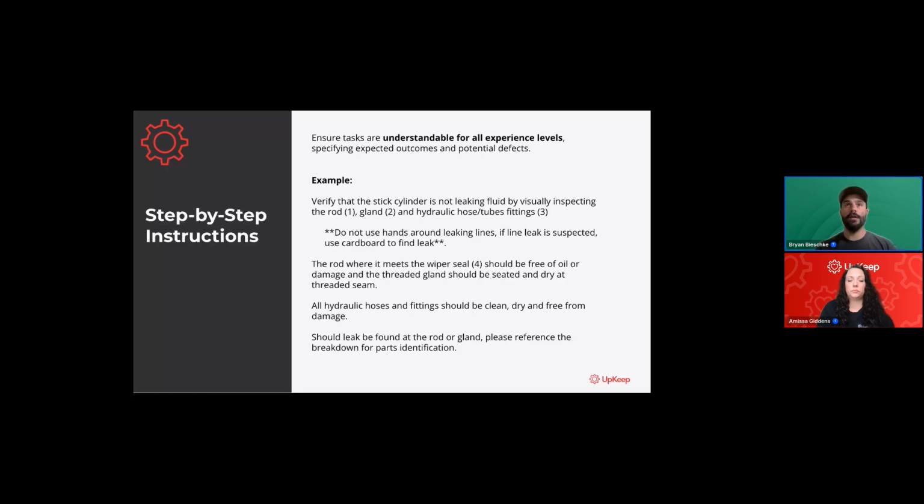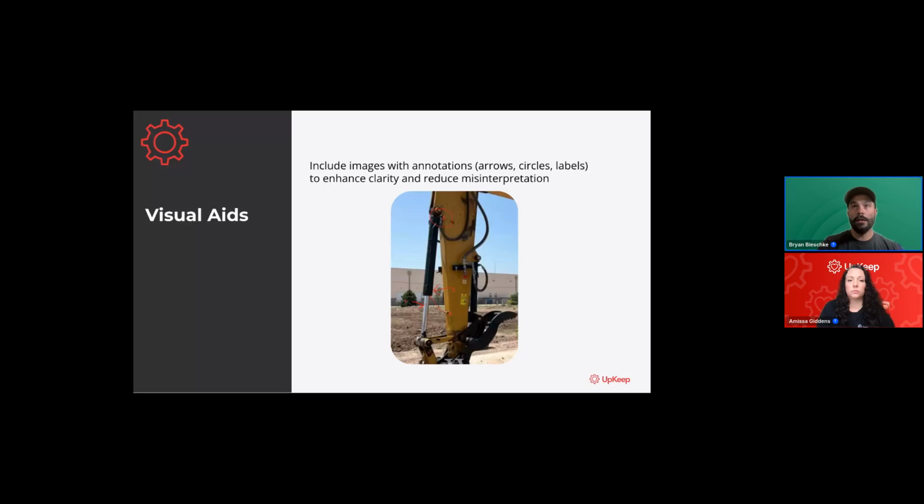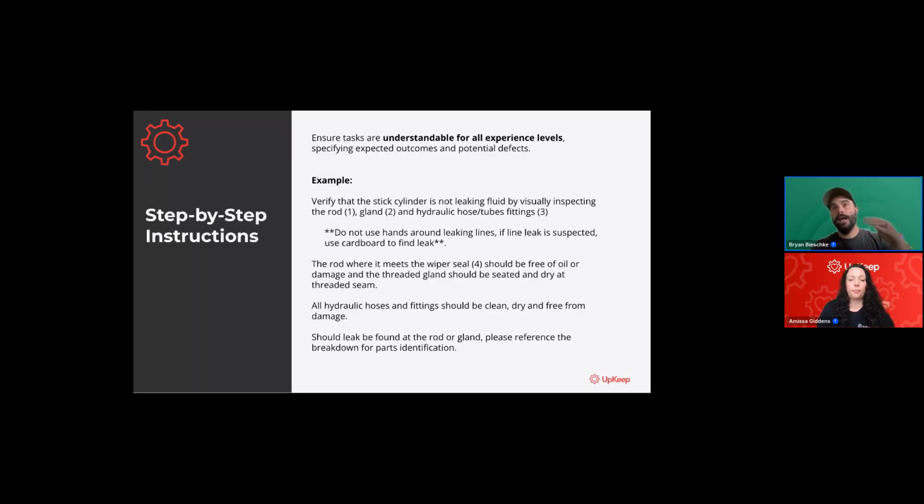Okay, continuing on. The rod, where it meets the wiper seal, 4, should be free of oil or damage, and the threaded gland should be seated and dry at the threaded seam. All hydraulic hoses and fittings should be clean, dry, and free from damage. Should a leak be found at rod or gland, please reference the breakdown for parts identification. So if we go back, there are the numbers referencing the rod, the gland, the barrel, the rod seal, and the hydraulic hose connections, right? And the step-by-step instructions are super important.